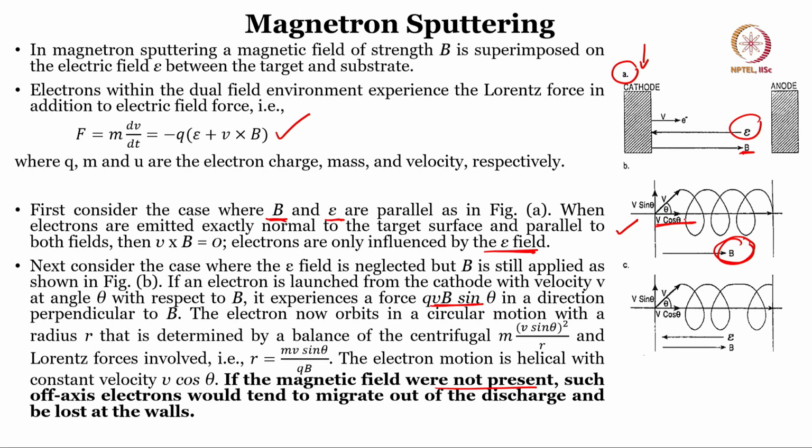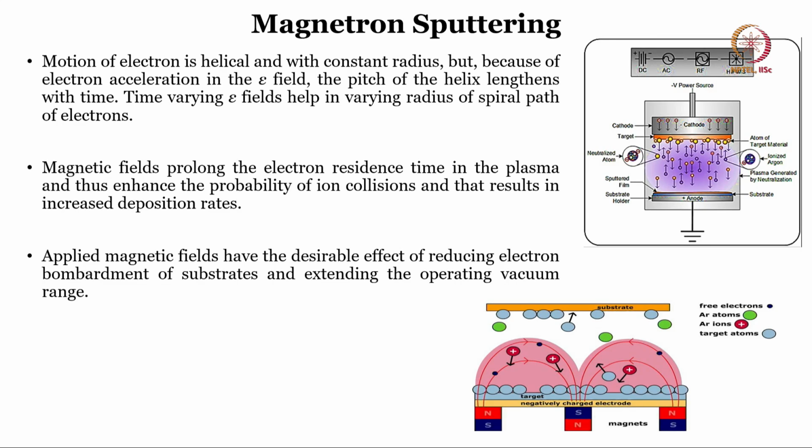But if you have an electric field, then the motion of the electron is helical with constant radius, but because of electron acceleration in the electric field, the pitch of the helix lengthens with time. A time varying electric field helps in varying the radius of the spiral path.